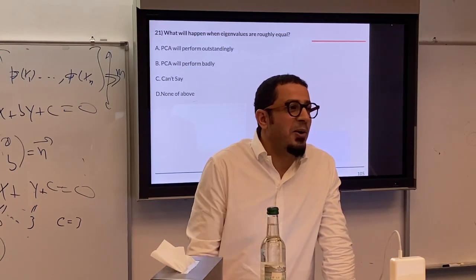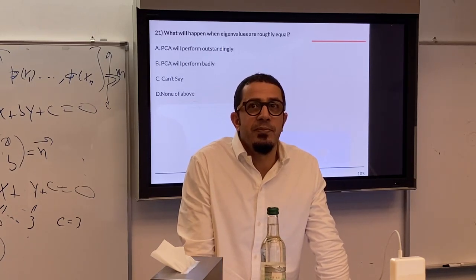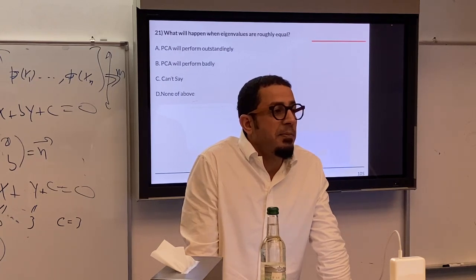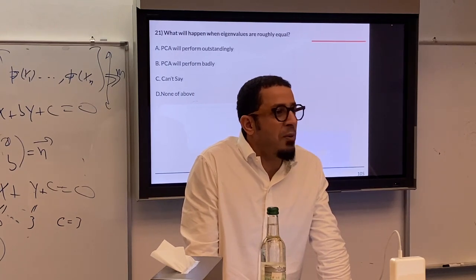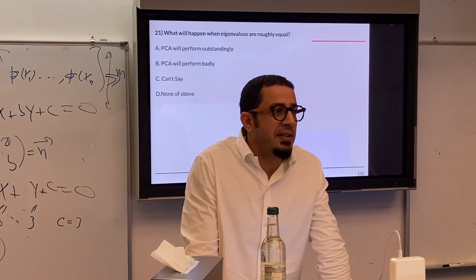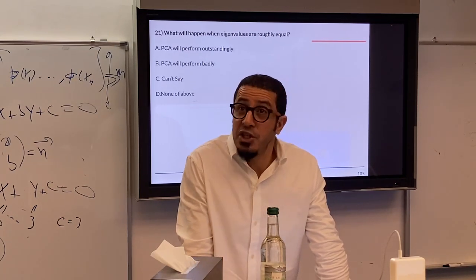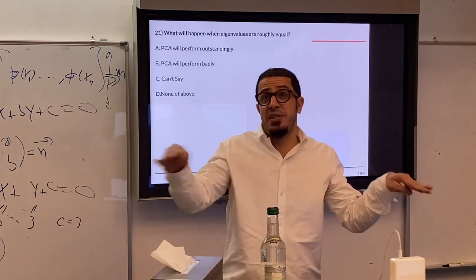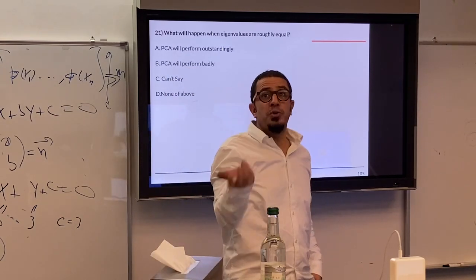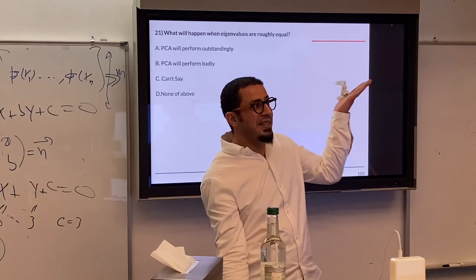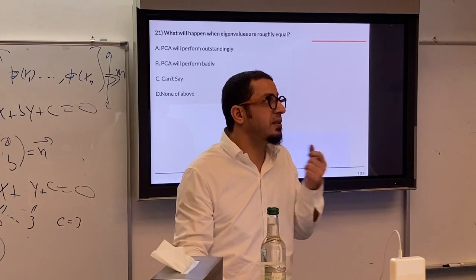What will happen when the eigenvalues are roughly equal? PCA will perform outstandingly? No. PCA will perform really badly? For sure PCA is not good. It performs badly because all the lambdas are the same. I cannot compress anything. So of course PCA is useless in this case. Because what we want to do is find PCA when the lambdas are different, one big, one small. Otherwise there is no need, we cannot compress it.